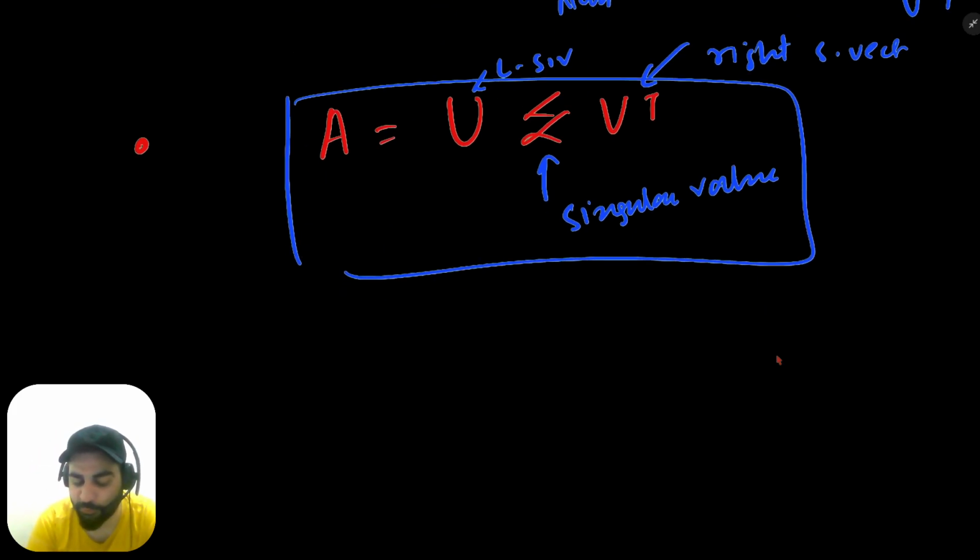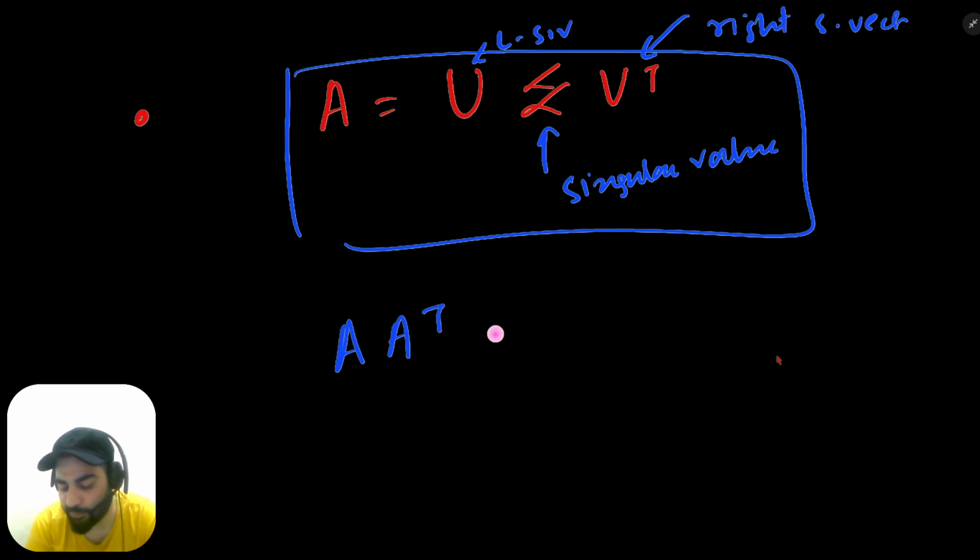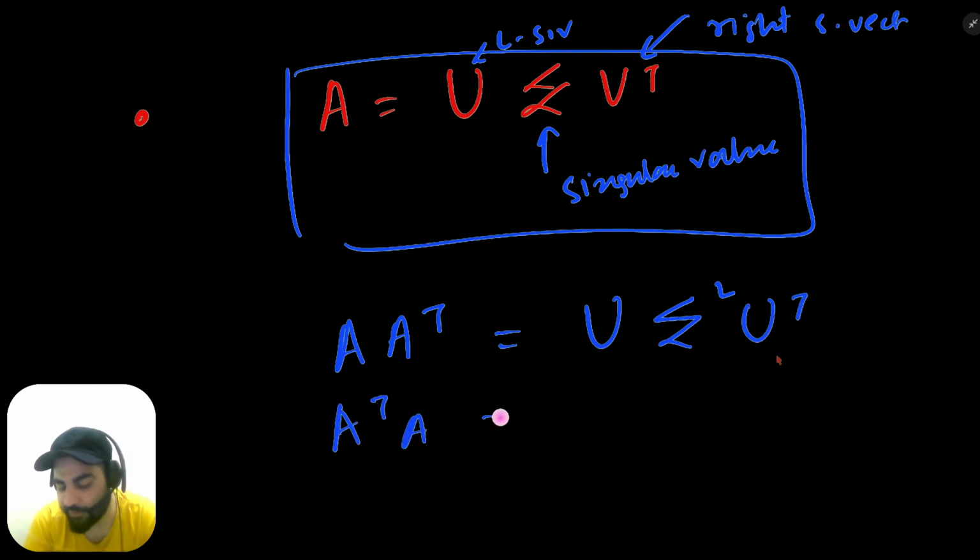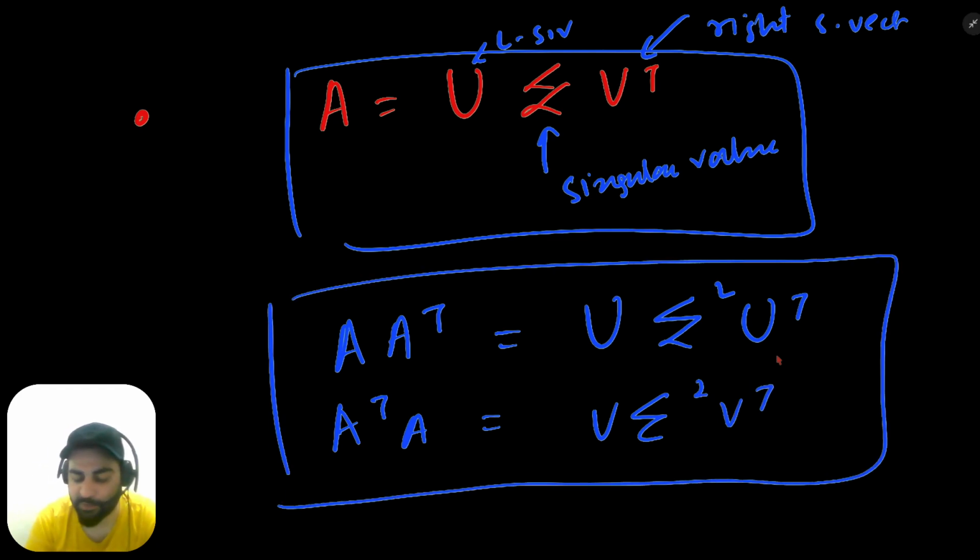In order to find this U, we are saying A transpose, we'll be finding U, and then we'll have this sigma square, basically sigma square U transpose, I think, and then we have this A transpose A, which gives us V sigma square V transpose. This is what we get. We are using these two equations. Then there can be two cases.